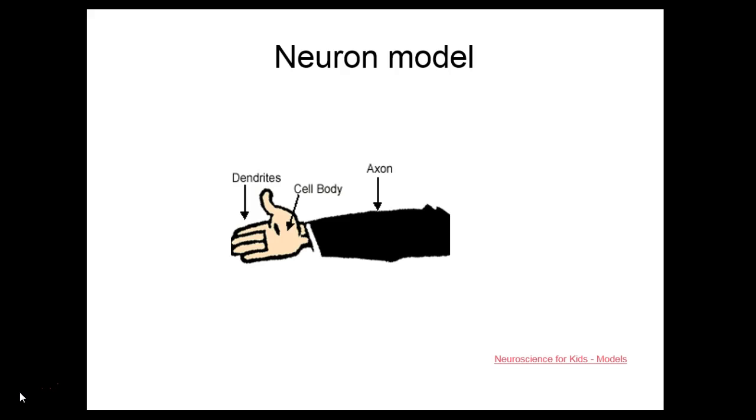If you have difficulty in remembering the parts of the neuron, if you think of your hand and your arm, the fingers would be the dendrites that would pick up the sensory information. The information or impulse would then travel through the cell body and then up through the axon.